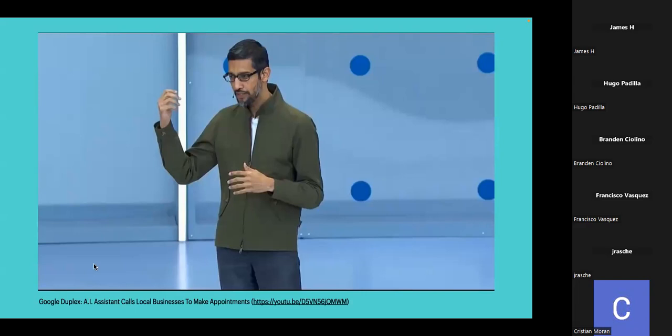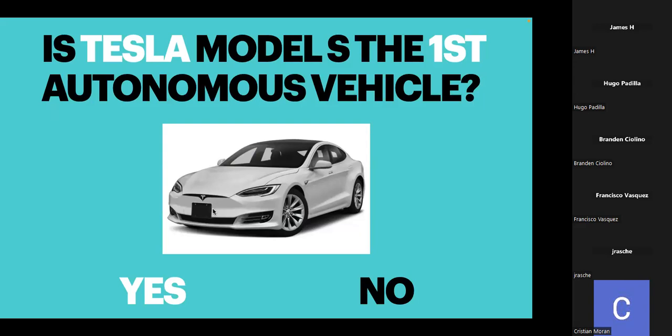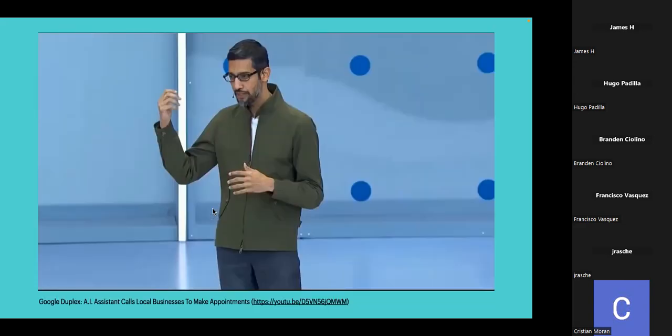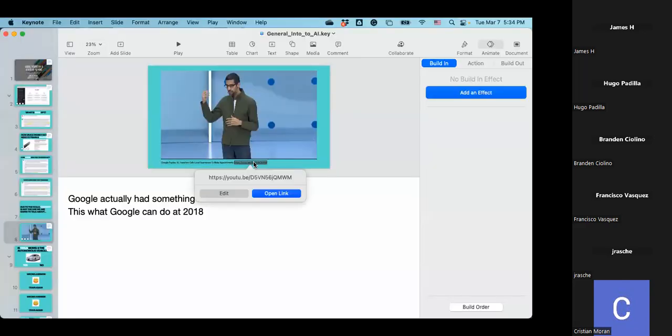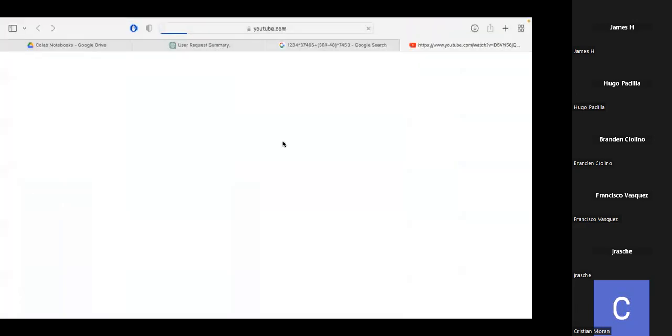Uh-oh. No. Why doesn't it allow me to play? If it doesn't allow me to play, I have the URL there. It should allow me to open the URL. Okay.